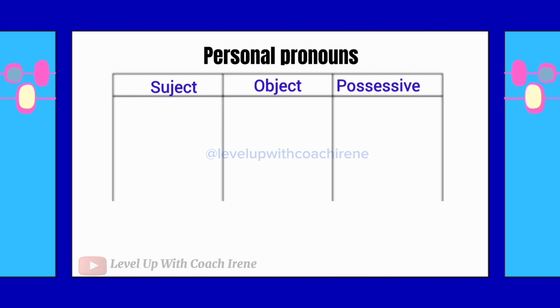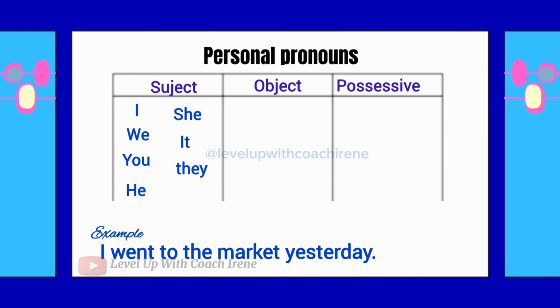Subject pronouns are pronouns that perform the action of the verb in a sentence. They replace the noun that is the subject of the sentence. They include I, we, you, he, she, it, and they. For example, I went to the market yesterday. Here, the pronoun is I, and it is a subject pronoun because I performed the action.